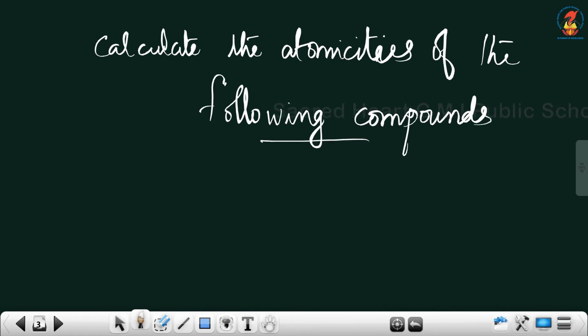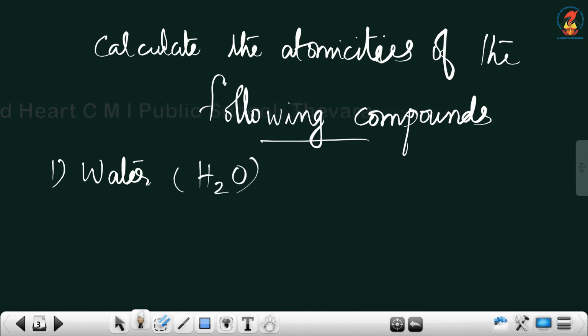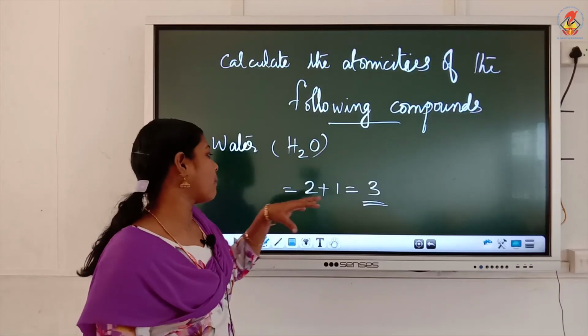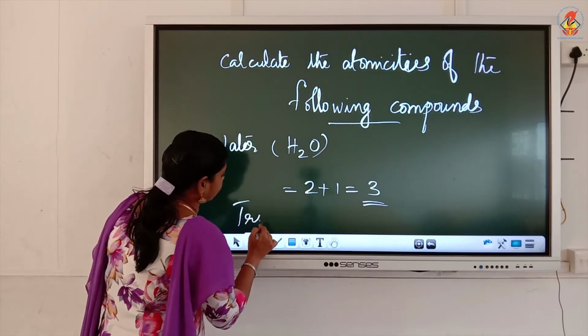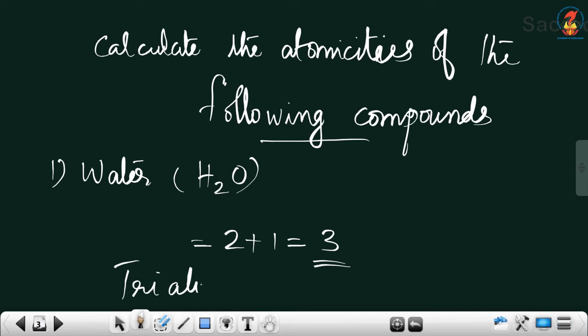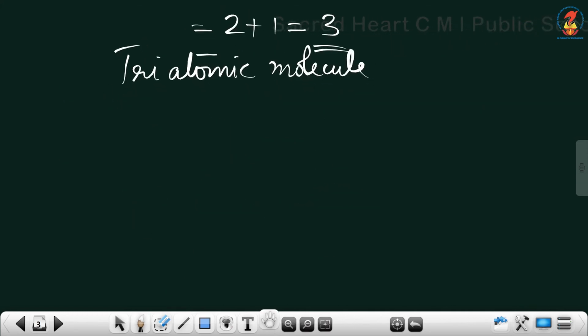First one, calculate the atomicity of water. You should know the molecular formula of water. H2O. So what is the atomicity? Atomicity is 2 plus 1, which is equal to 3. Water is a triatomic molecule. Either we can write atomicity is 3 or we can write triatomic molecule. Okay, we can see the second example.